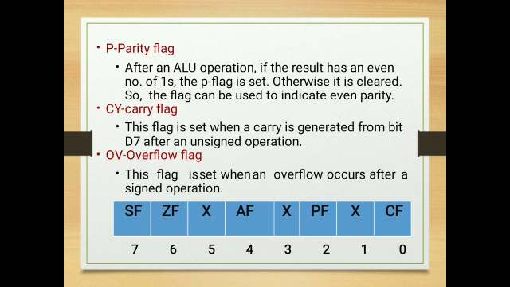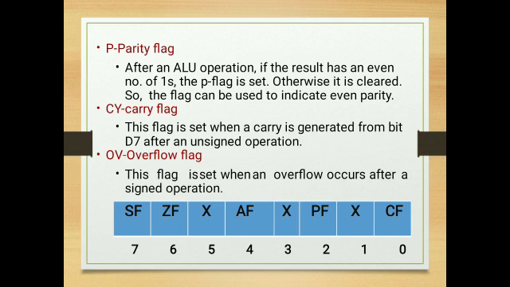Carry flag. This flag is set when a carry is generated from bit D7 after an unsigned operation. Means in an arithmetic operation, if there is a carry from bit D7, then the carry flag will be set to 1, otherwise it will be reset. Overflow flag. This flag is set when an overflow occurs after a signed operation. The sign flag will be set to 1 if bit D7 of the result is 1, otherwise it will be reset.